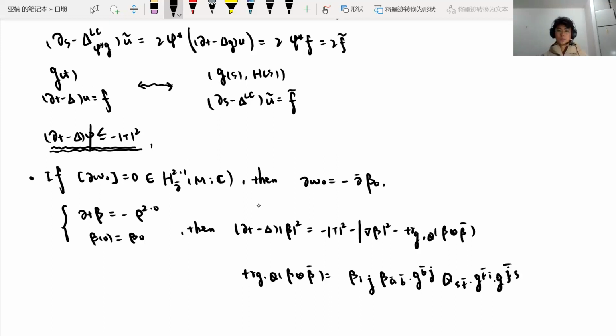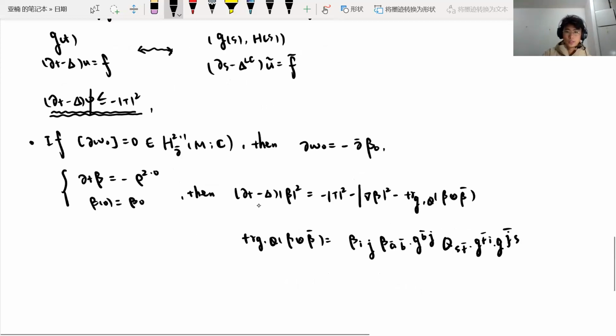U, S, and x, or in normal coordinates it is just trace beta times beta bar by the metric, and the q, since q is non-negative. So this quantity is a non-negative number, and we have this. So this condition is very natural in the complex setting.